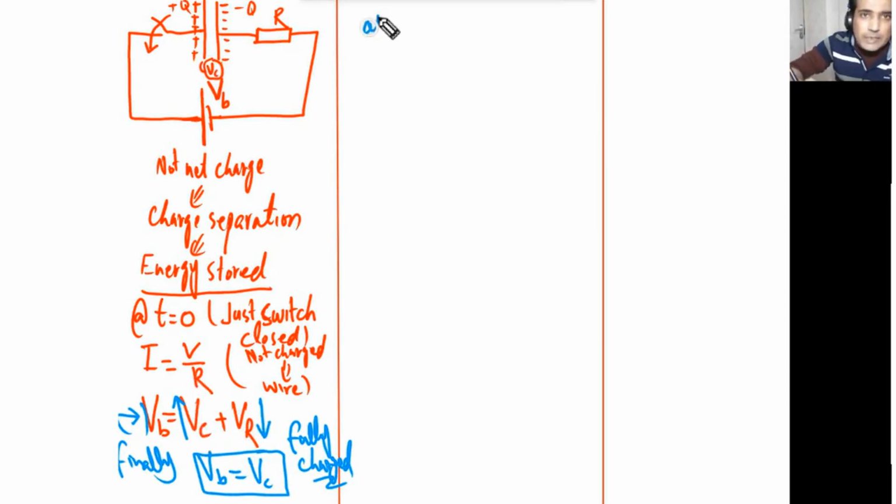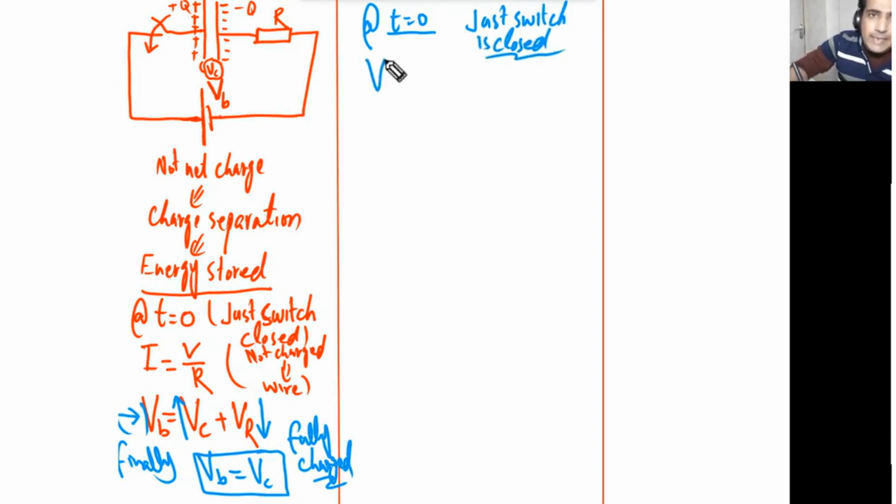If you calculate at time t equal to 0, of course this doesn't make any sense, but t equal to 0 means that you just closed the switch. If we look at that point, at that moment Vc will be 0. And at that point, VB will be equal to VR. Okay, so this will be true.